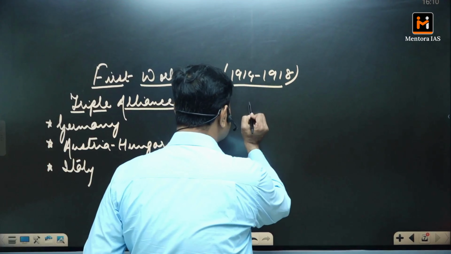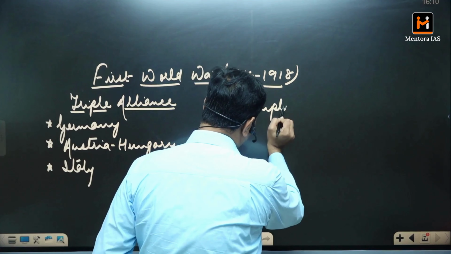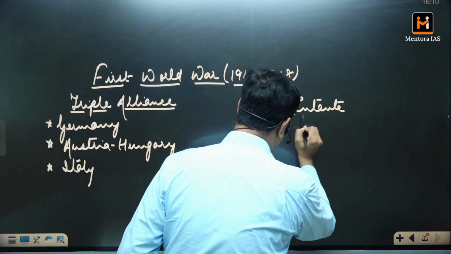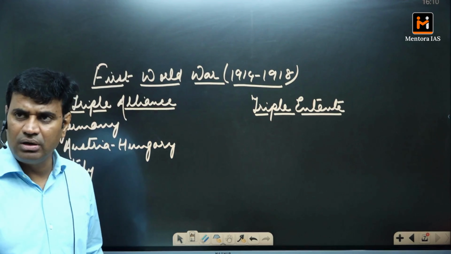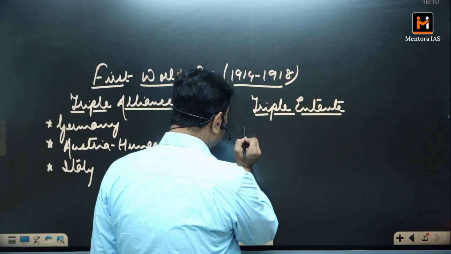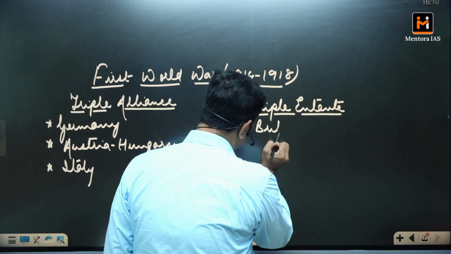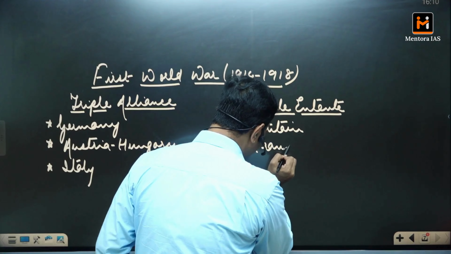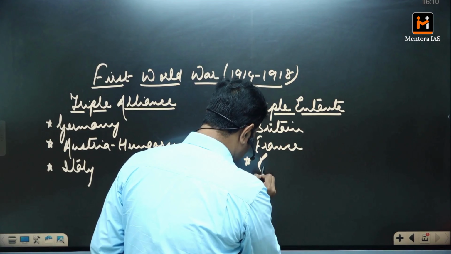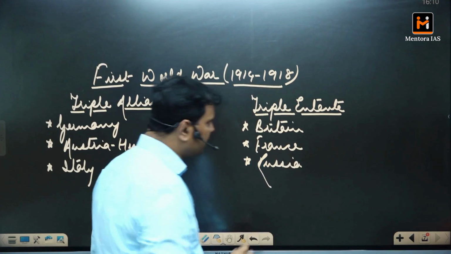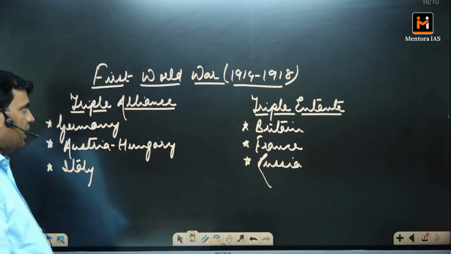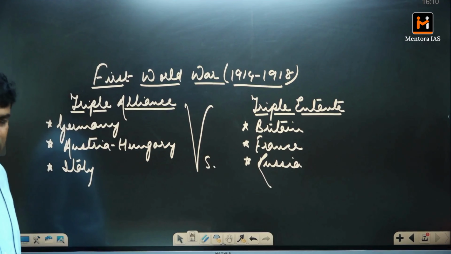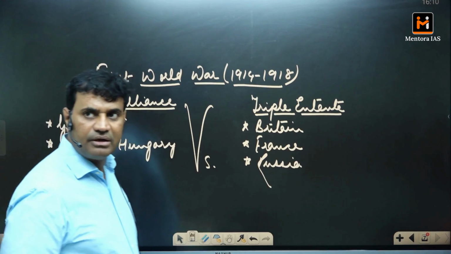The second camp which was established in Europe by this time is known as the Triple Entente. Triple Entente means political understanding for peace and stability. And the Triple Entente comprised countries like Britain, the most powerful country in Europe. Then the second country was France, and the third country was Russia. So three countries together were the Triple Entente. In fact, the First World War was largely between these two camps in Europe, the Triple Alliance and the Triple Entente.